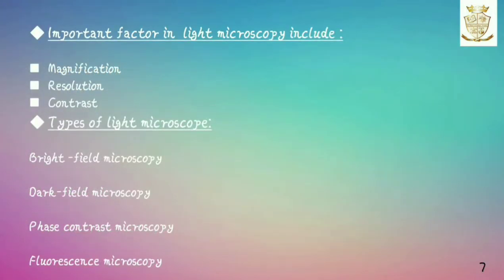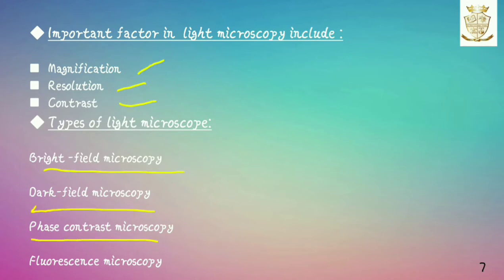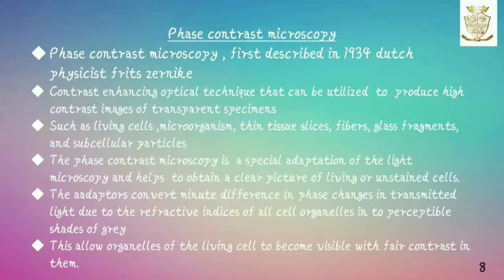Then the important factors in light microscopy are magnification, resolution and contrast. Mainly four types of light microscope are bright field microscopy, dark field microscopy, phase contrast microscopy and fluorescence microscopy. Then we want to discuss phase contrast microscopy in detail.